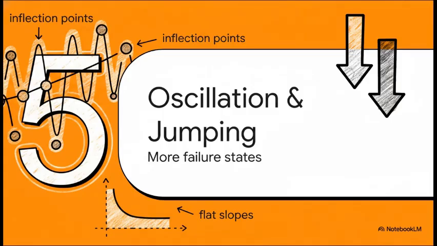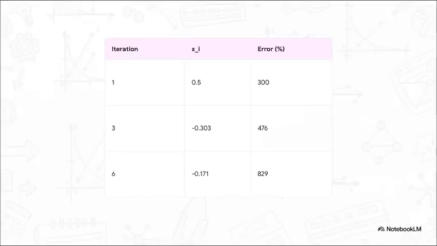Section 5, oscillations and root jumping. Flat slopes and inflection points push our estimate away. But what happens when the method simply gets endlessly confused? Let's move to our final 2 types of failures. Take a look at this table tracking the equation x squared plus 2. Because this parabola sits entirely above the x-axis, it obviously has no real roots. If you blindly ask Newton-Raphson to find one, it just oscillates wildly.